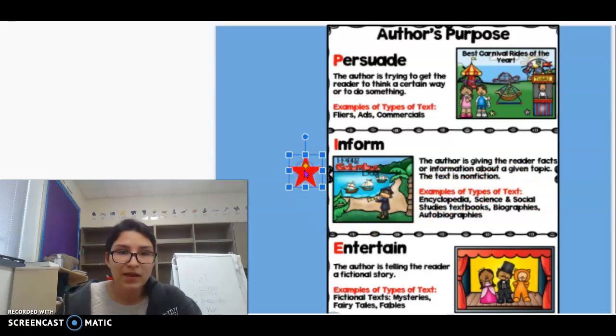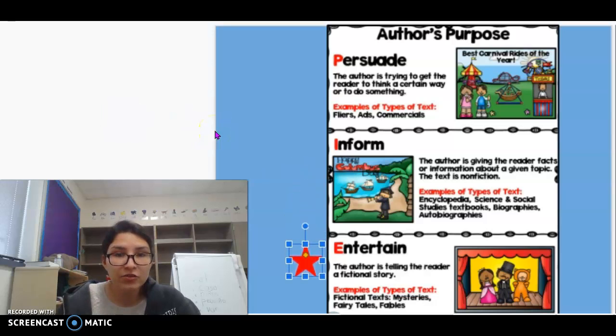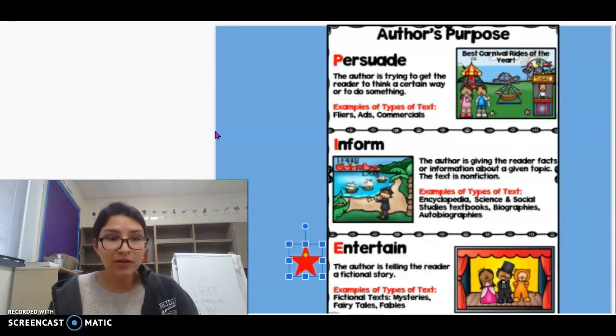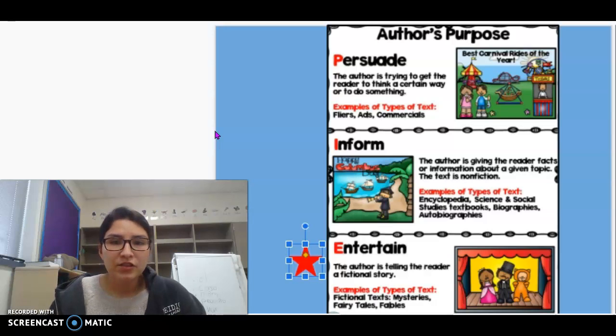And then our next one we have is entertain. So the author is telling the reader a fictional story. We just went over fictional story last week. Remember, fiction means fake. You usually have talking animals, things that are just not real, they're made up. Some examples are fairy tales, fables. Those are some examples. So let's go over this one more time real quickly.